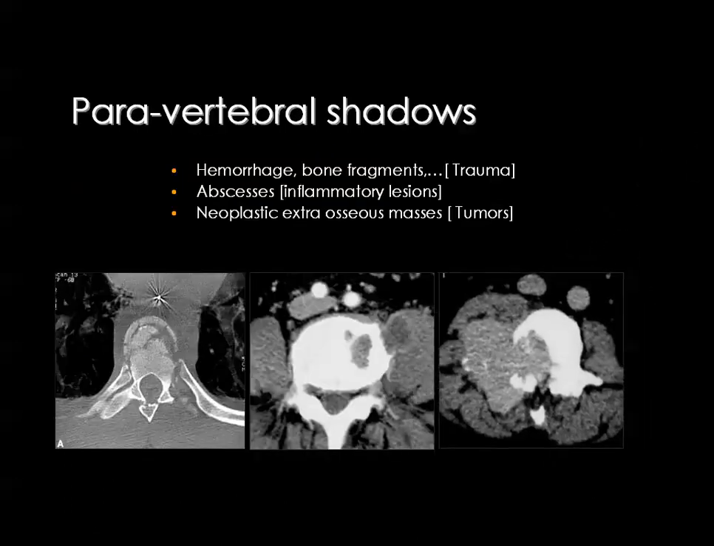Then finally, you remember we have to comment on the paravertebral shadows. In degenerative diseases of the spine, paravertebral shadows are usually normal. But in cases of trauma, you will see some hemorrhage around the vertebra. In cases of infection, you may see abscesses in the psoas muscle, for example. In cases of tumors, you can appreciate that some of the tumors may extend outside the vertebral body into the paravertebral muscles.